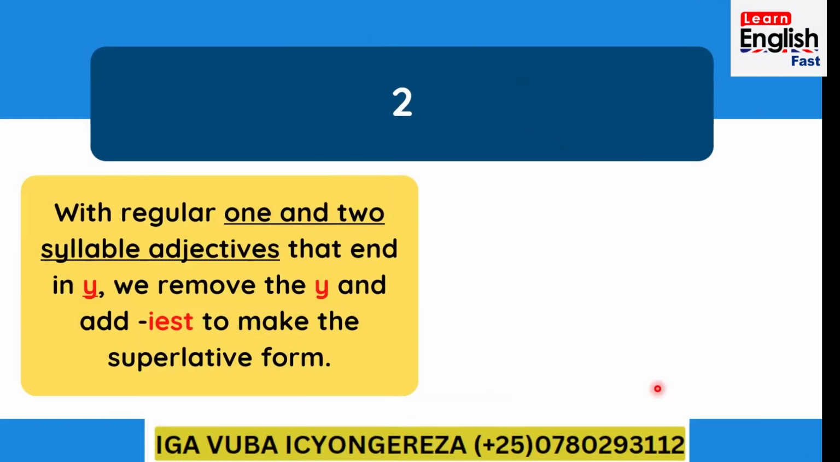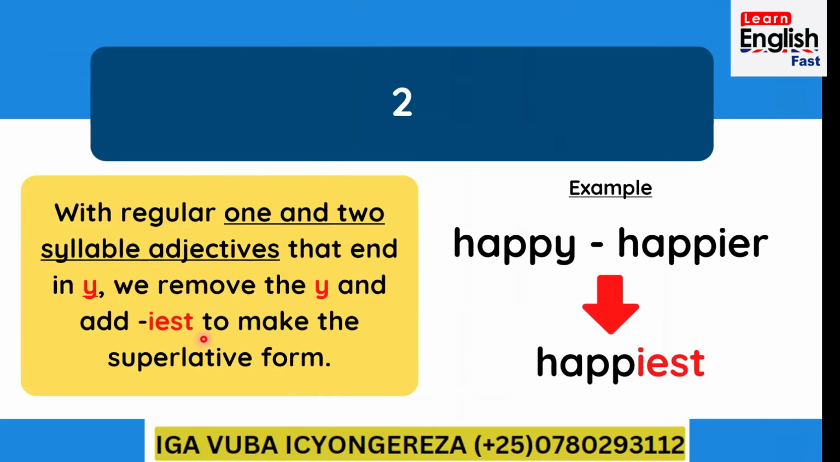Next, okay, when we have y, iyo dufite iyi y mu gihe tuyifite ihinduka iest. Okay, let's see the example.